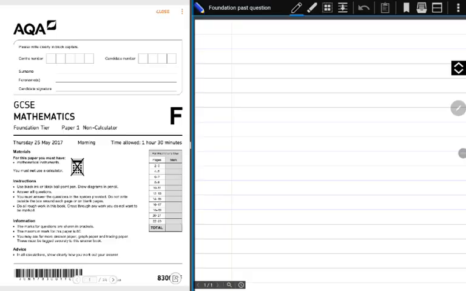Hello everyone. Today we'll be solving a mathematics GCSE AQA past paper. This is Paper 1, foundation tier, non-calculator. We'll be solving this past paper step by step, so let's go together.